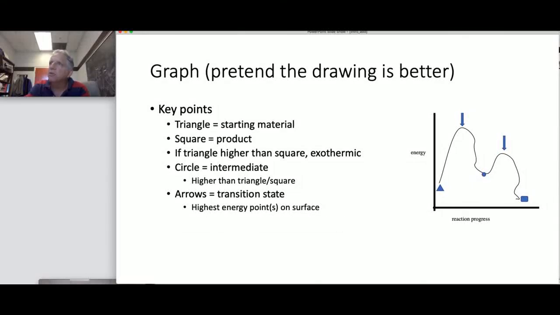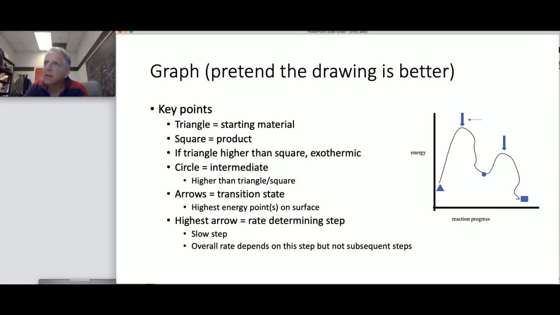Of the two arrows, the higher of the two arrows is what's called the rate determining step, or the slow step. This is the maximum amount of energy, if you want to think of energy as money, the maximum amount of money that I need to spend in order to get my reaction to go. Okay? It's also called the slow step, because the other step I have to spend less money, so it happens faster. And the overall rate of the reaction, how fast the reaction goes, depends on this step, the rate determining step, but not steps that follow it over here. So, yeah, we'll just go with that.